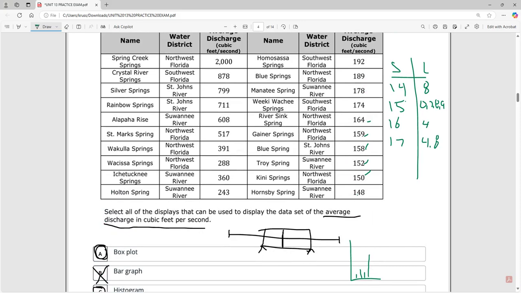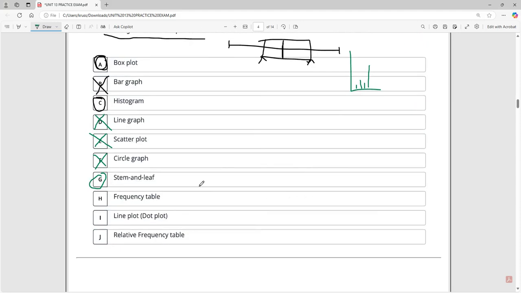I don't think it would be real effective, but let me think on that one for a second. No, the key says a frequency table would work, but I don't think so. I don't think a frequency table would work, at least not very effectively, because you don't have repeated values. So yeah, a frequency table would not work, nor would a relative frequency table work.